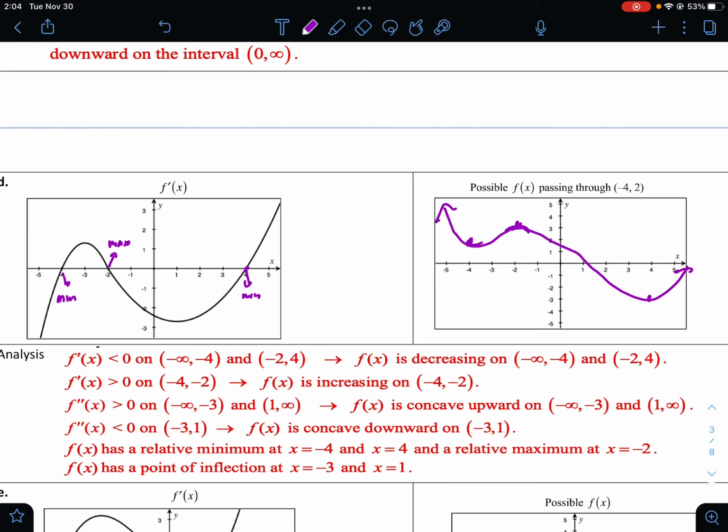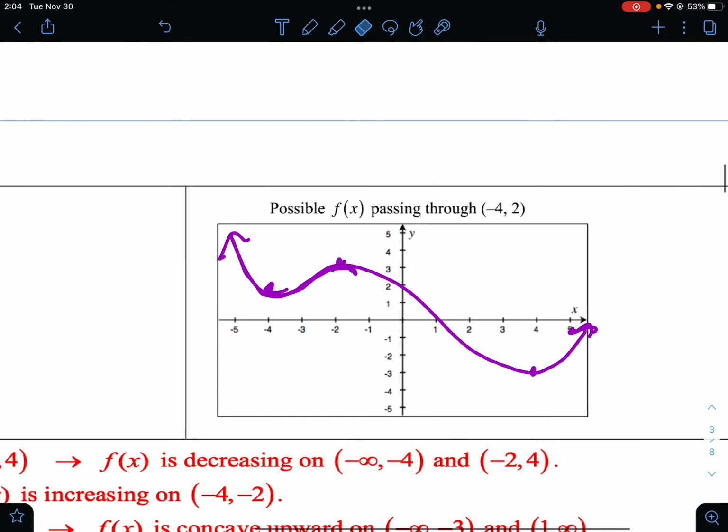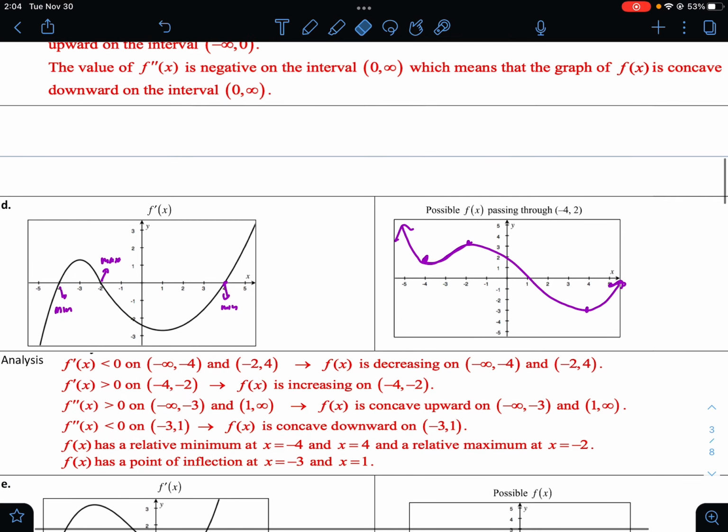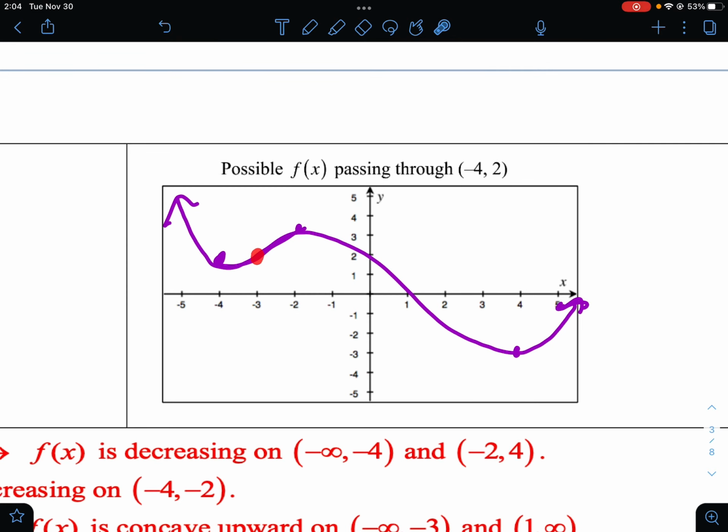Again, this is just a possible graph. This is one possibility of many, of infinite possible answers we could have. Let's try to make this a little bit smoother here. That's a pretty good looking graph for a possibility for this function. Possible inflection points at negative 3 and positive 1. Look at our graph here. Looks like it changes from concave up to down there and concave down to up there.